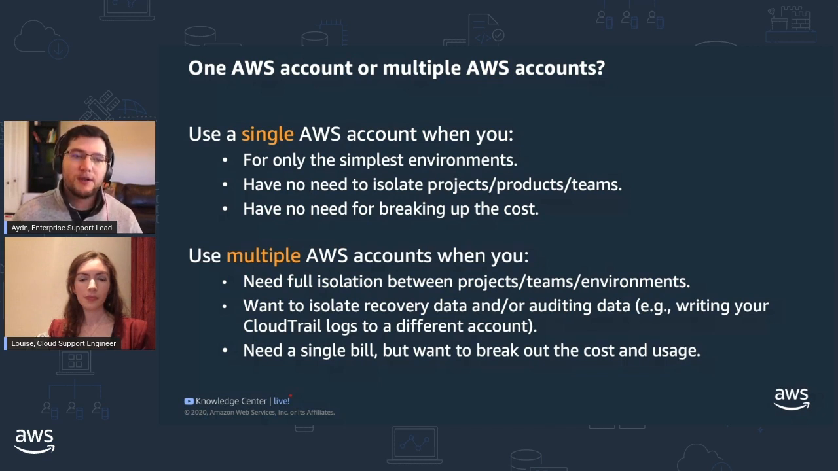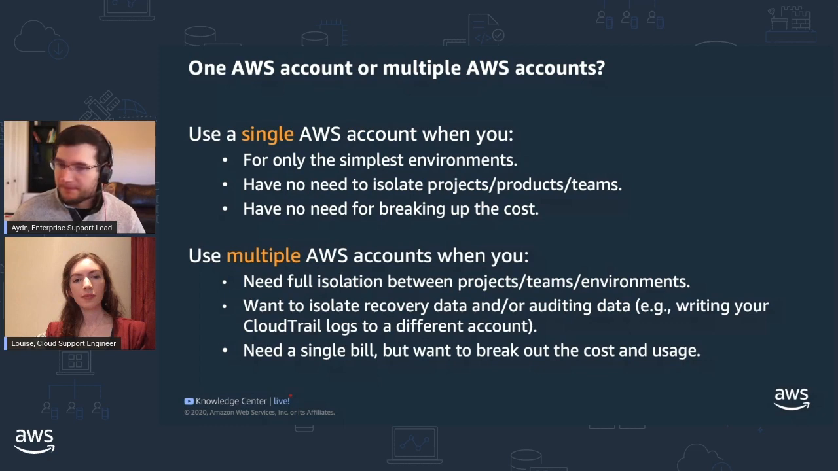For most customers, multiple accounts is the right way to go, and this gives you that full isolation between projects, teams, and environments. For example, you can have a central logging account that gives you access to your auditing data, like your CloudTrail trails, and your critical backups can be written to a separate AWS account. This also gives you consolidated billing. You can have a payer account with nothing in it except your bill that all the other accounts are linked to. And it also helps you break out your costs. Separate business unit spent this much. What was the cost of goods, etc.